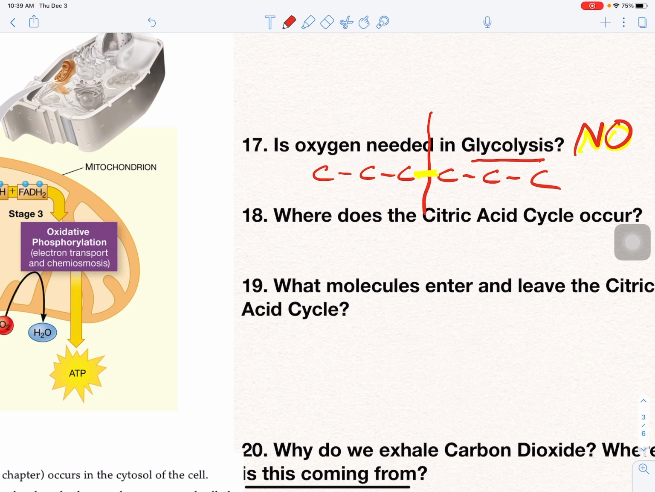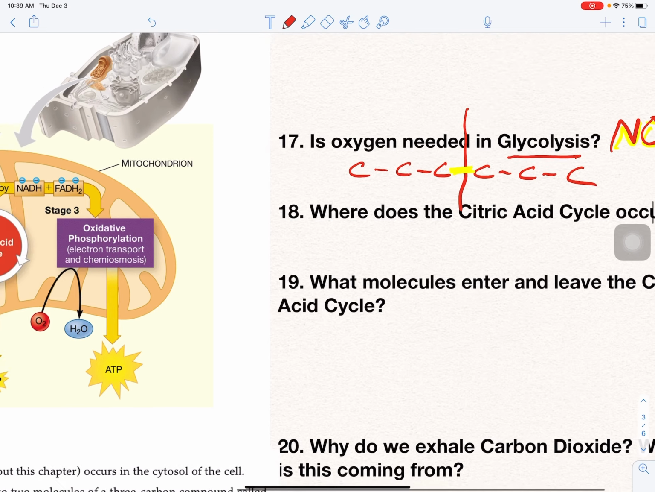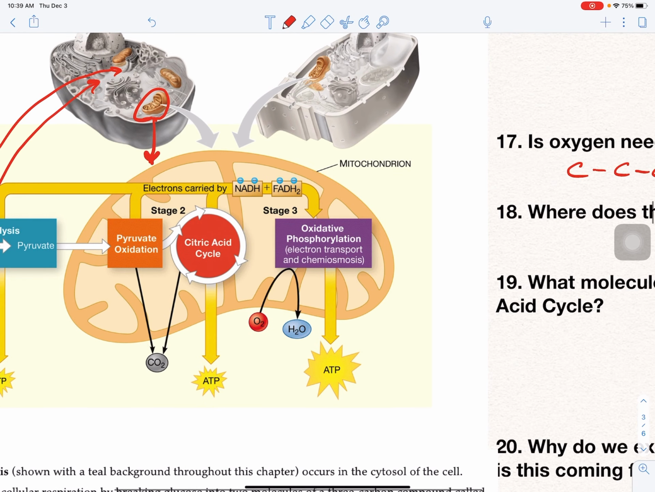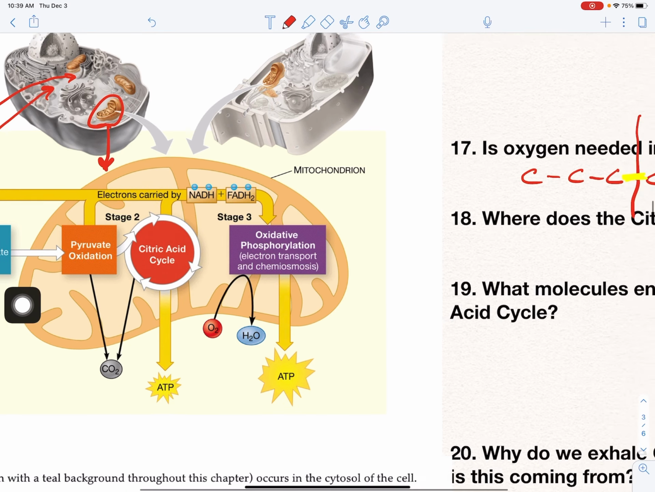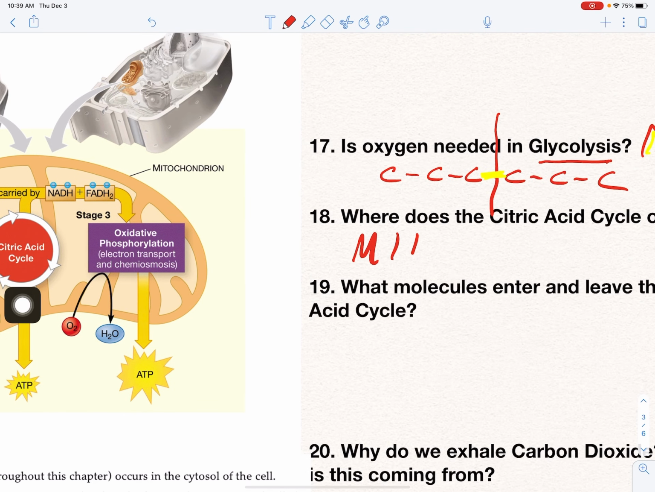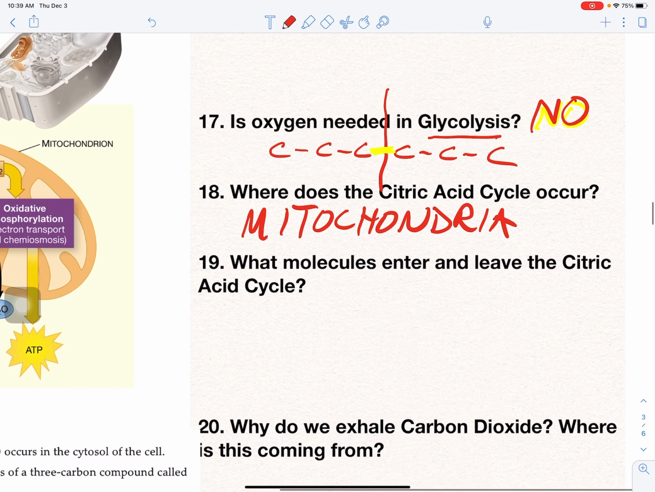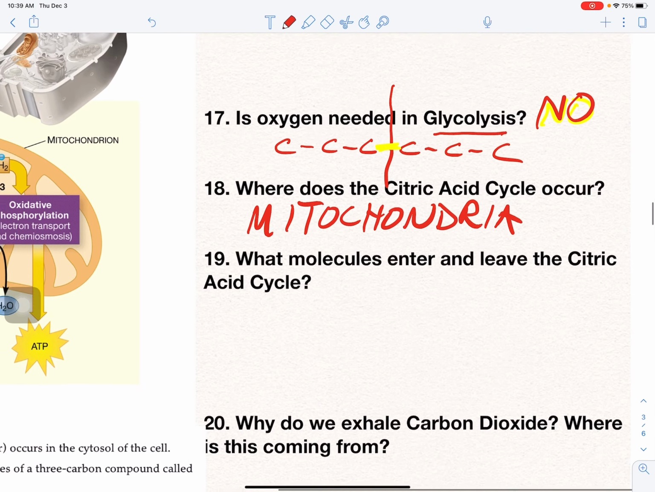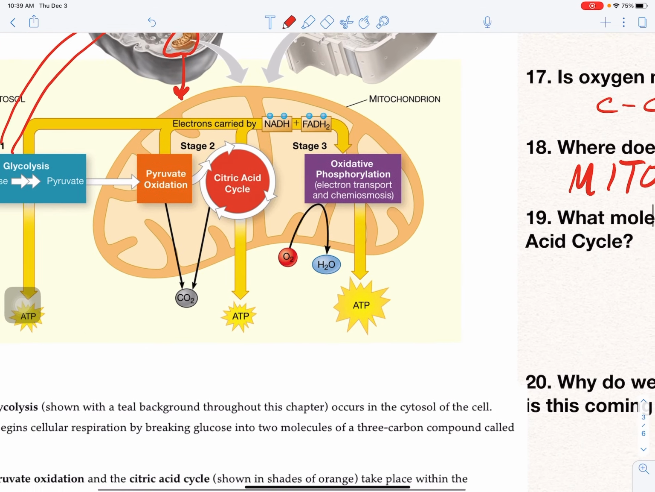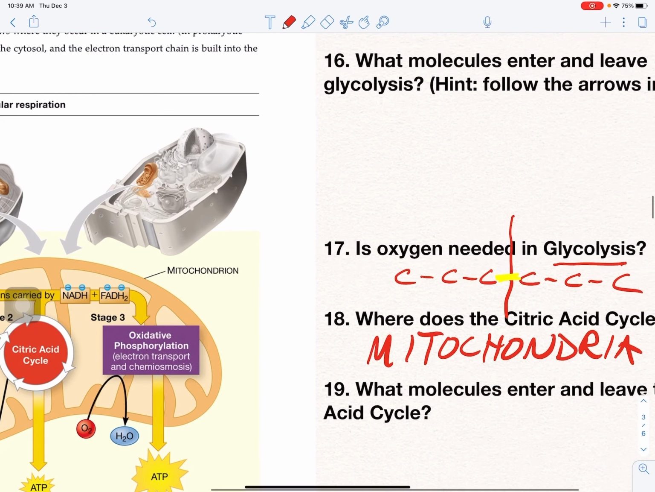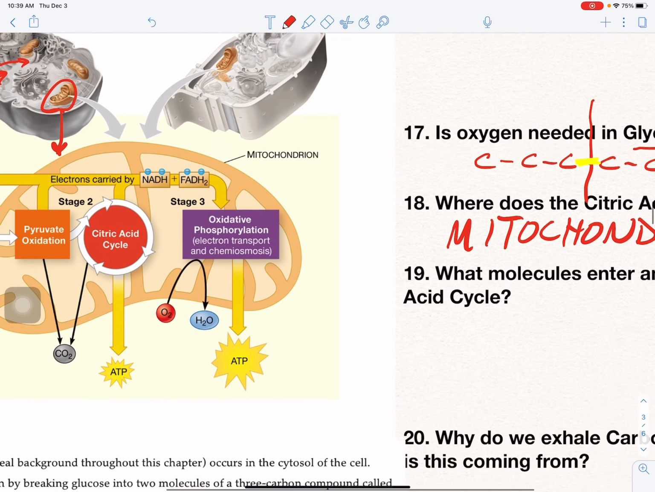Where does a citric acid cycle occur? Here it is, stage 2, right inside of the mitochondria. What molecules enter and leave the citric acid cycle? Oh, I skipped 16, we'll come back to it.